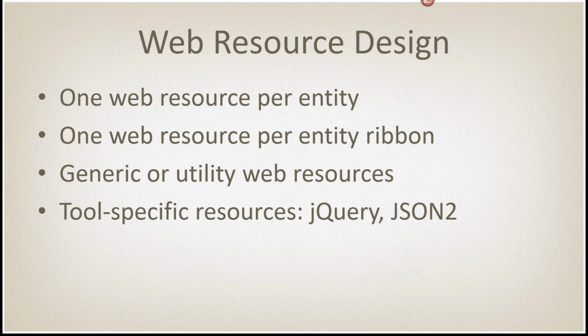Then I create generic or utility web resources for specific things, like maybe working with strings, or maybe I just have generic stuff that I work with. And then finally we have tool-specific resources, such as jQuery or JSON2. Those are just tools that we can use, so they go into their own web resource, and then that can be attached to the form and utilized from there. So the idea, again, is you keep everything separate so that it's easier to maintain. That's the whole key here.